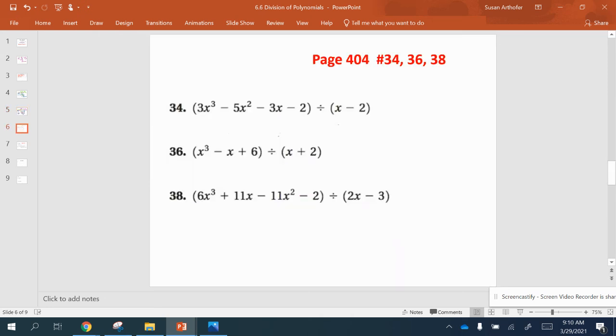Okay, so here's your 3 homework problems. So hit pause and write those down. This one has x cubed, x squared, x, no x, so there's nothing missing. This one is missing 0, x squared, right? x cubed, x squared, x. And this one is out of order. So you have to put this in order.